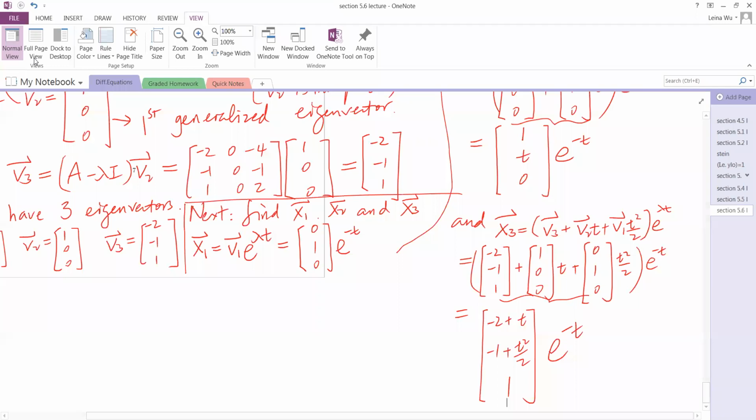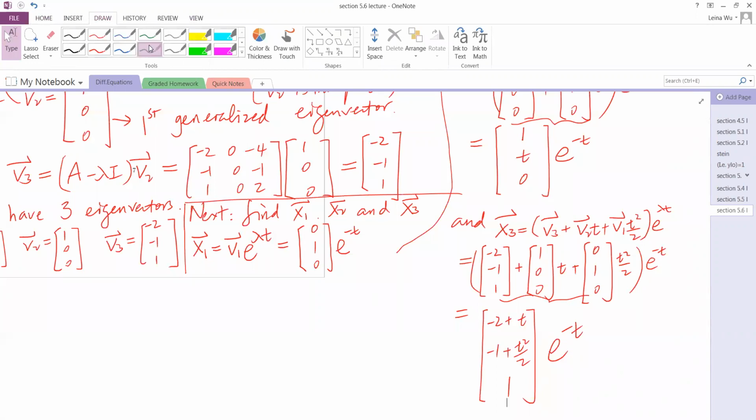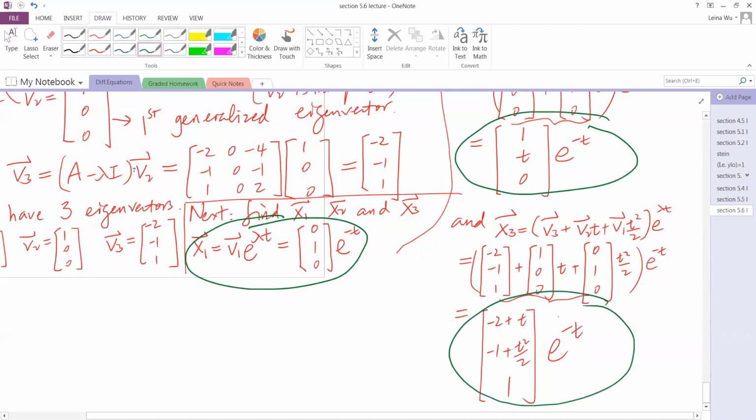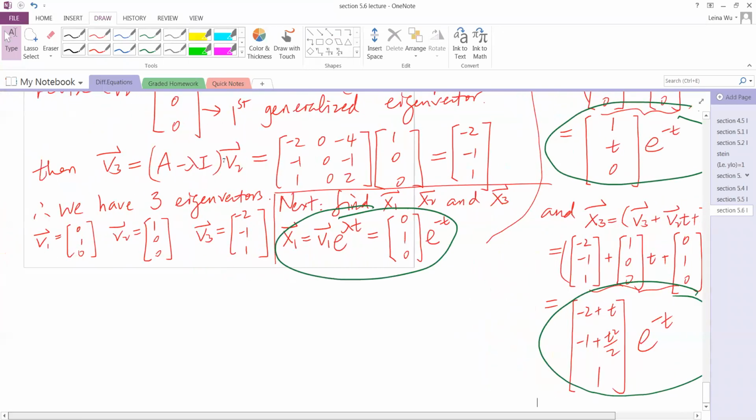If you guys take a look at these three vectors, are they linearly independent? Let me circle these out. So this is first x1, second, and third. Are they linearly independent? Yes. Right? Yeah, they have 0 in different places. And v3 is definitely independent from x1, x2 because it doesn't have 0 at all. So linearly independent. Therefore, we can go ahead and try to write down our general solution.